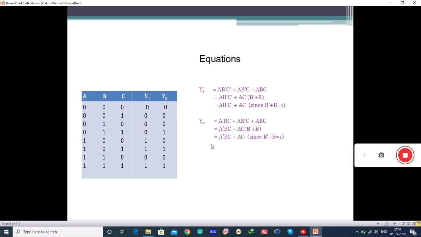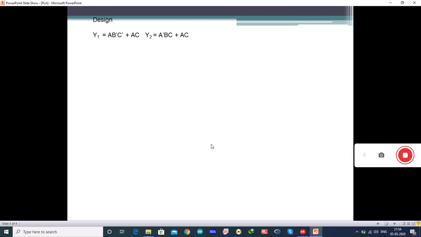Once you have the equations in your hand, it is easy to design the circuit. That's what we are going to do. Let us design the circuit. You have these 2 equations, Y1 and Y2. Now before designing the circuit, we must find the number of input buffers.